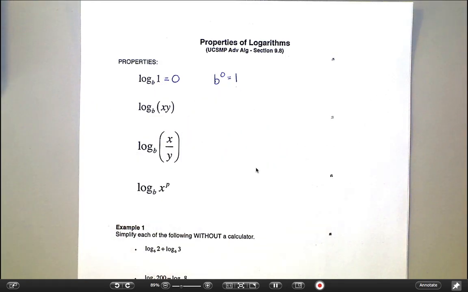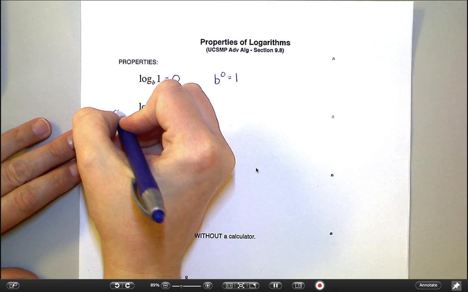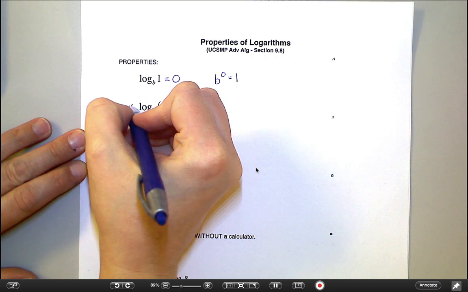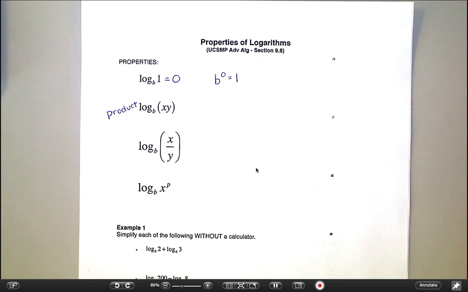Okay, this next one, this is called the product rule, or the product property, because it's multiplication. I'm putting this word in here, by the way, because I think on your homework there are some questions that refer to the names of the different properties. So I don't really care that you know them, but you might just want them for reference on your homework.